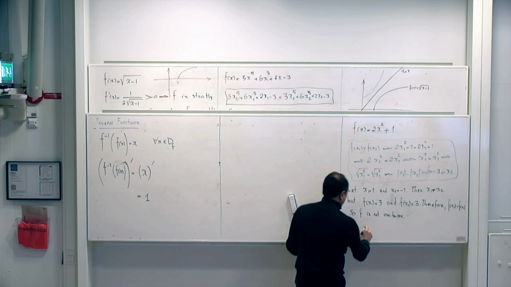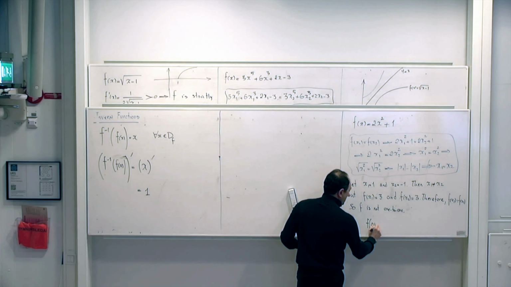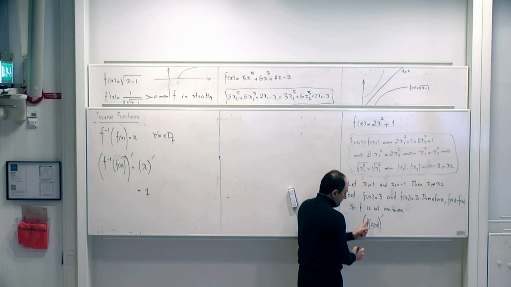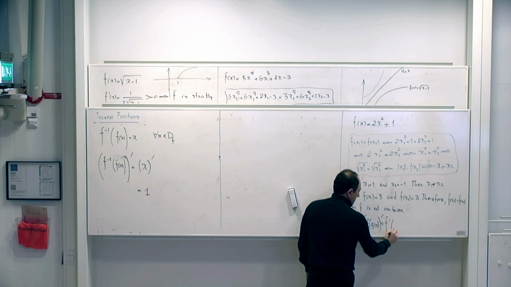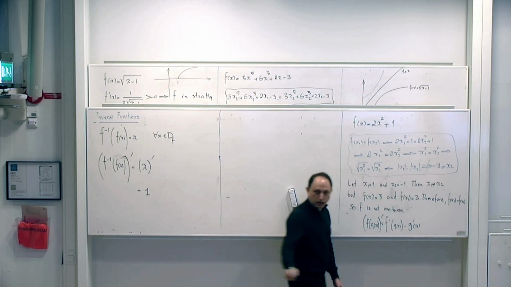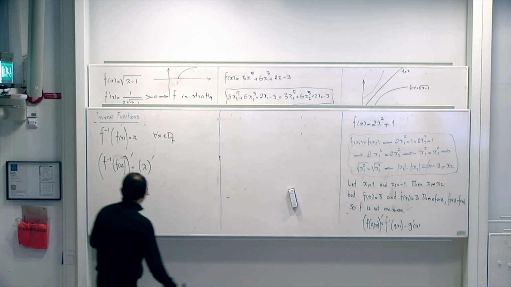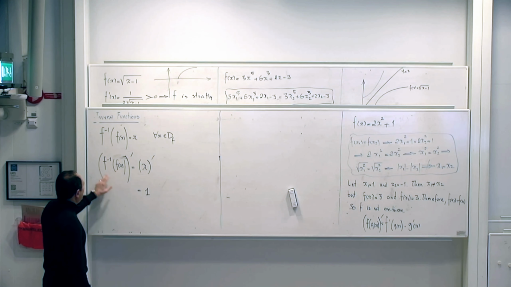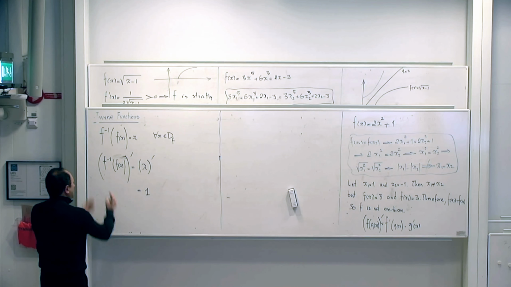If you have forgotten, I told you (f after g)'x. You can flip the prime here, f prime of g(x), but the price you have to pay is to multiply by the derivative of the inner function. So this one is not f after g, it is f inverse after f. Okay? So if I want to do it, I have to use this.